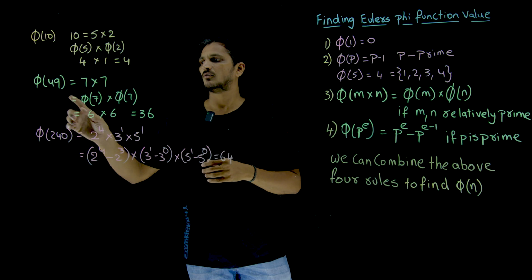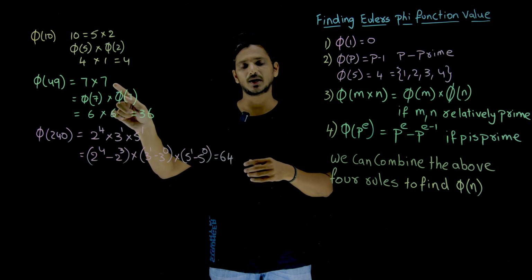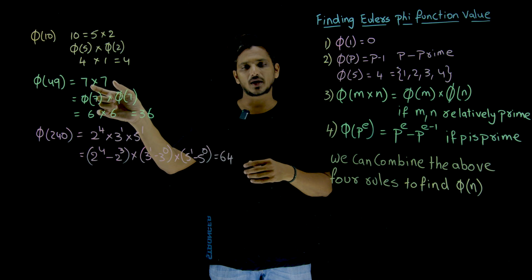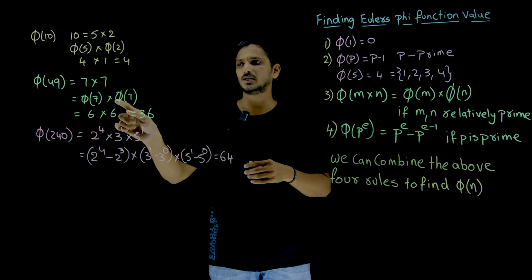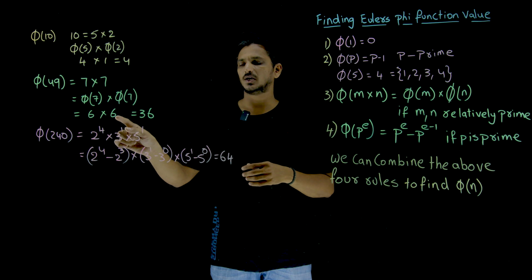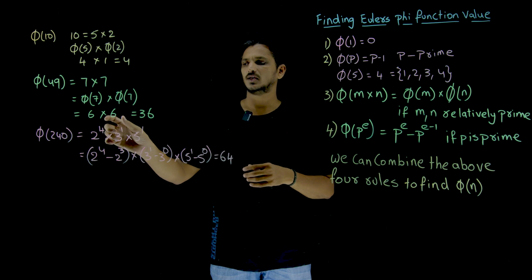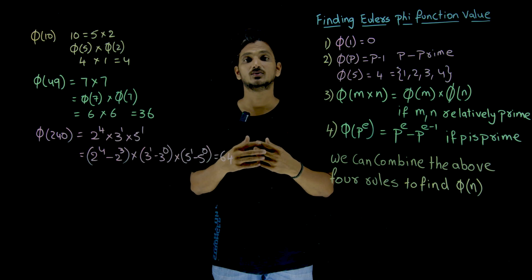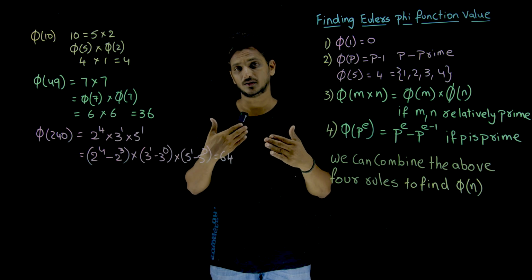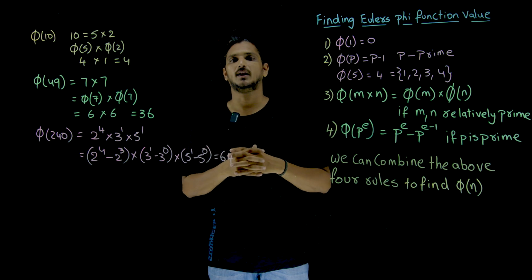The next one is phi of 49. 49 can be written as 7 multiplied by 7. So phi of 7 multiplied by phi of 7. Phi of 7 is a prime number, so phi of 7 is 6. 6 multiplied by 6 is 36. So 36 values are less than 49 and relatively prime to 49.